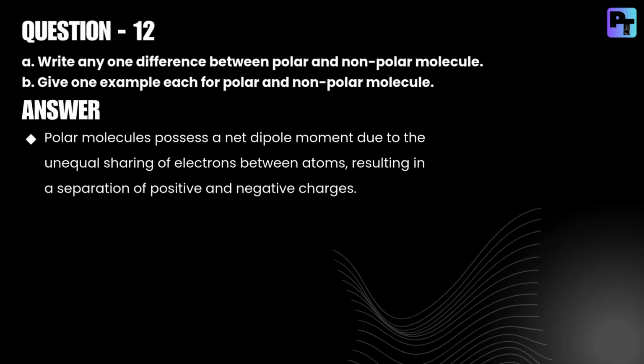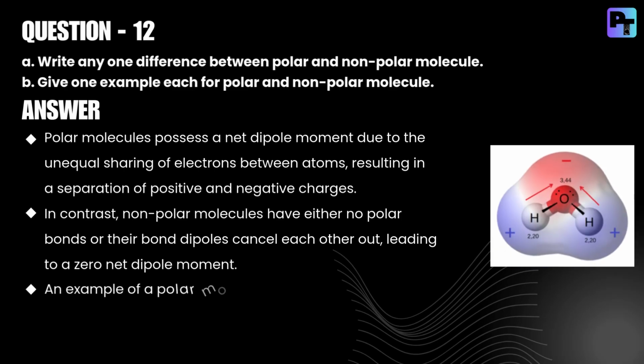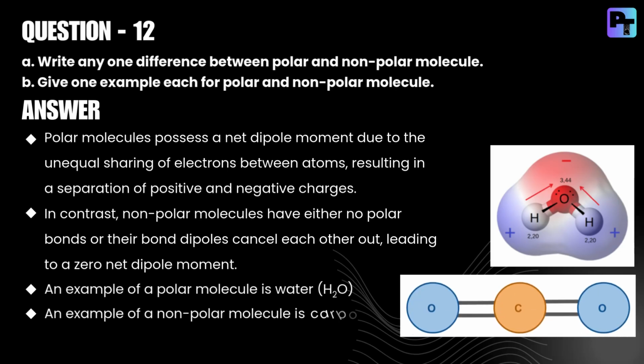Answer is, polar molecules possess a net dipole moment due to the unequal sharing of electrons between atoms, resulting in a separation of positive and negative charges. In contrast, non-polar molecules have either no polar bonds or their bond dipoles cancel each other out, leading to a zero net dipole moment. An example of a polar molecule is water, H2O. An example of a non-polar molecule is carbon dioxide, CO2.